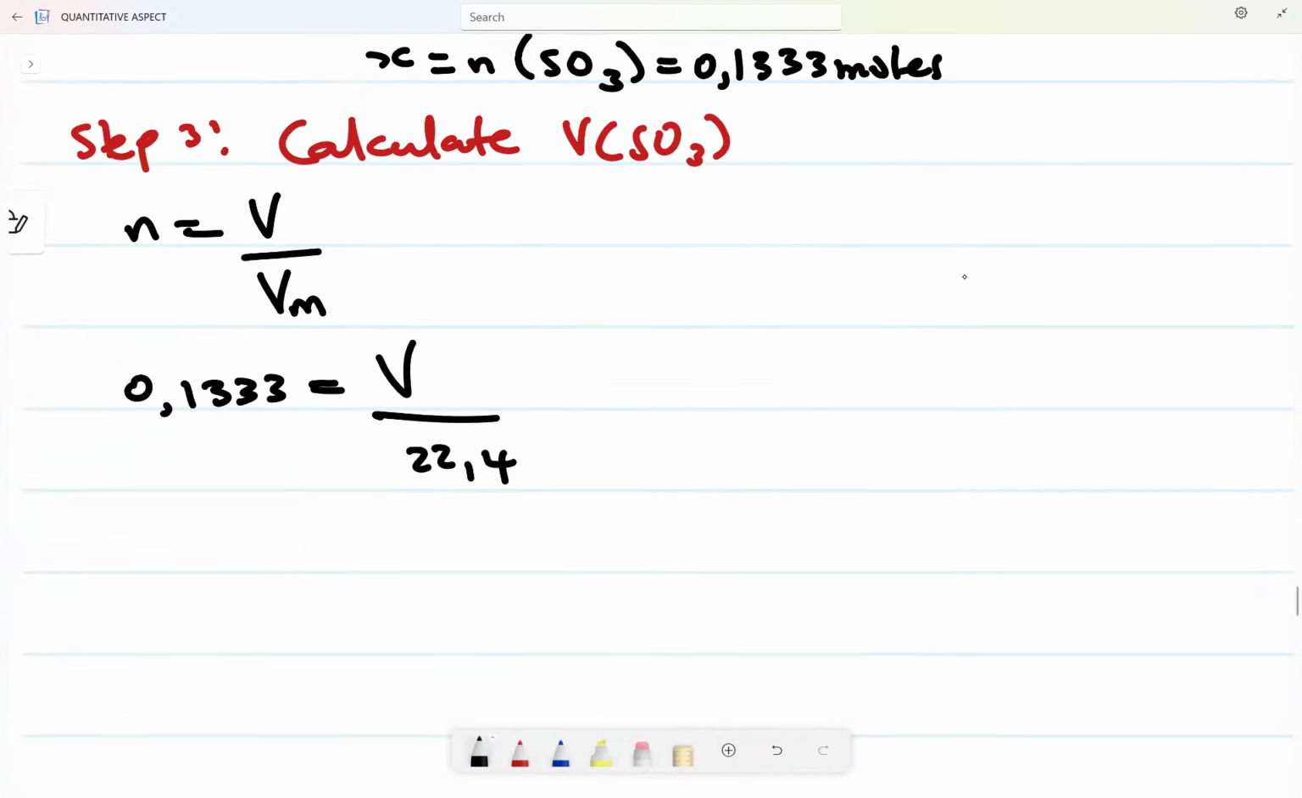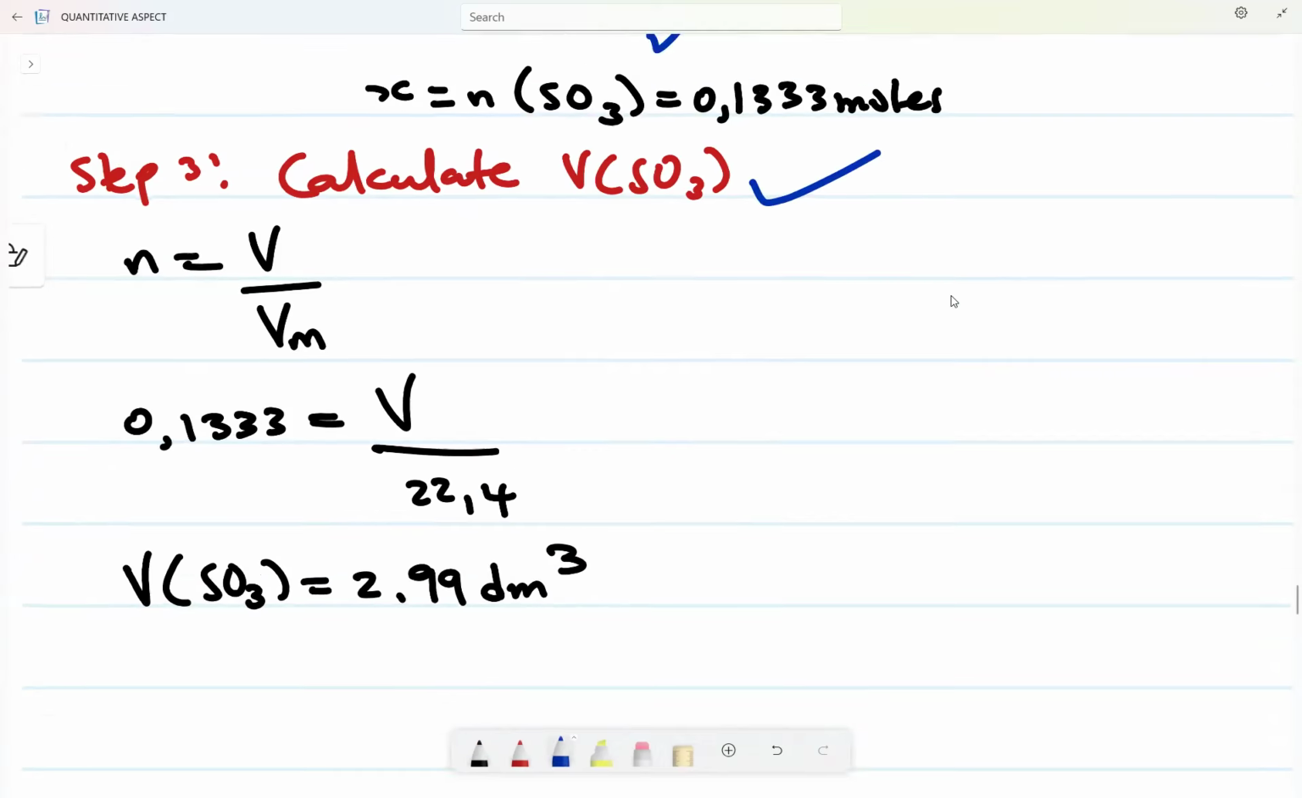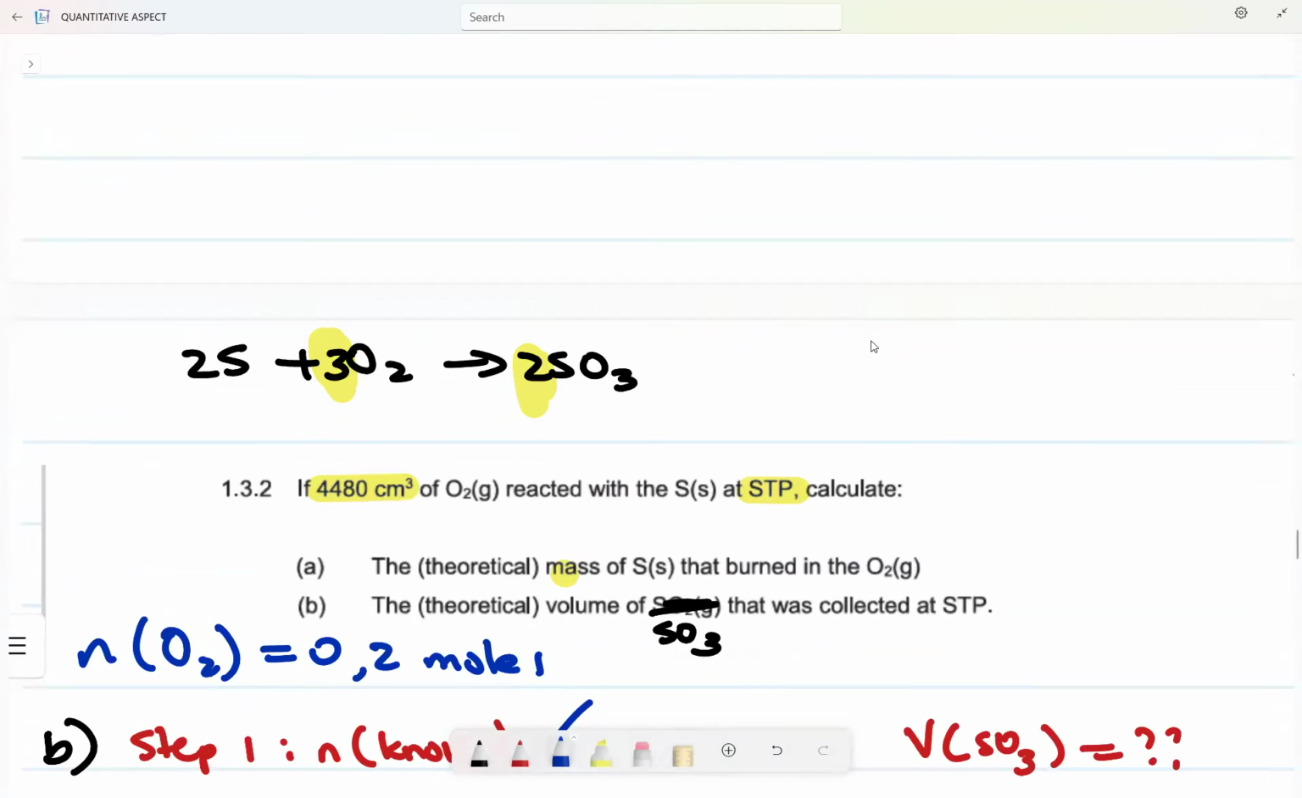And then when I calculate the volume of SO3, it gives me 0.1333 multiplied by 22.4, which in this case gives me 2.99 decimeter cubed. Okay, yes. So this is what I get. I'm done with step number 3. So it means I am done. Can you see how easy these questions are?